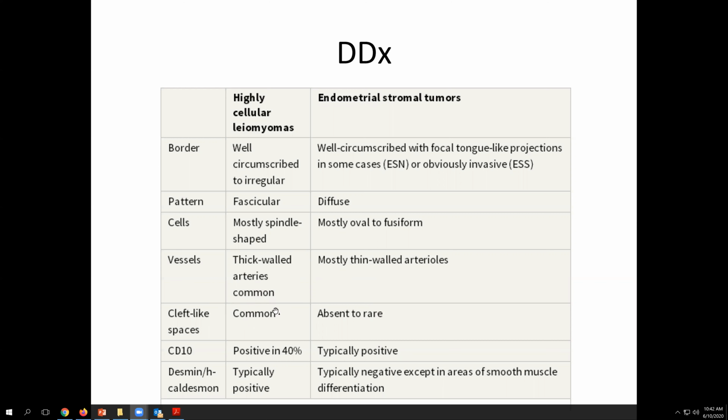Cleft-like spaces are more common in cellular leiomyoma, virtually not seen in stromal sarcomas, unless it's the area that's separating the stromal proliferation from the smooth muscle or a vessel. And again, as we've indicated, CD10 may be overlapping, and desmin or caldesmon have been found to be useful in differentiating those, except in the case where occasional smooth muscle or occasional stromal tumors may have smooth muscle differentiation, but that is less common and should not be too much of a problem.